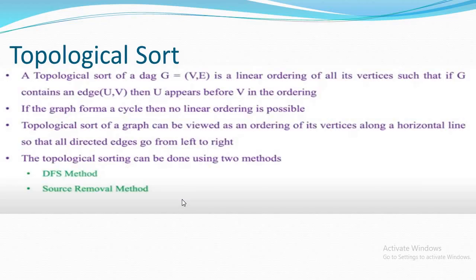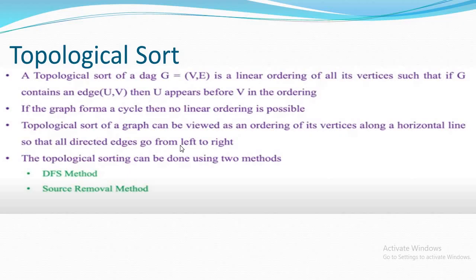So, topological sort. The topological sort of a directed acyclic graph G = (V, E), vertices and edges, is a linear ordering of all vertices such that if the graph contains the edge (U, V), then U appears before V in the ordering. If the graph forms a cycle, then no linear ordering is possible. The topological sort of a graph can be viewed as an ordering of its vertices along a horizontal line so that all its directed edges go from left to right.